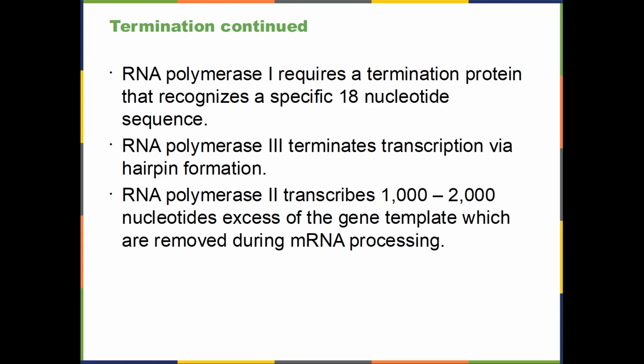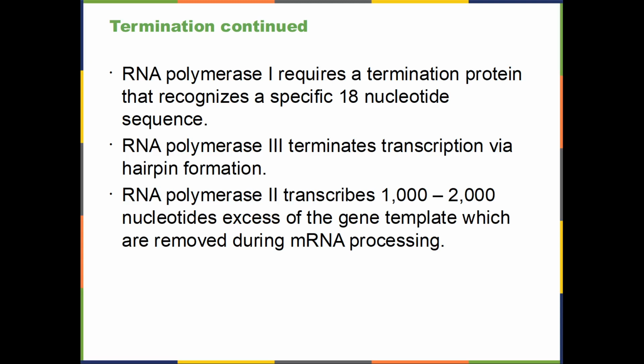All right, termination. RNA polymerase 1 requires a termination protein that recognizes a specific 18 nucleotide sequence. RNA polymerase 3 terminates transcription via hairpin formation. RNA polymerase 2 transcribes 1,000 to 2,000 nucleotides in excess of the gene template, which are removed during mRNA processing.